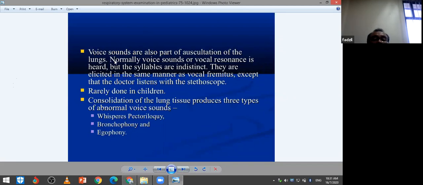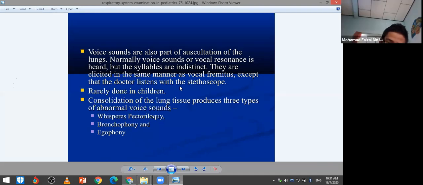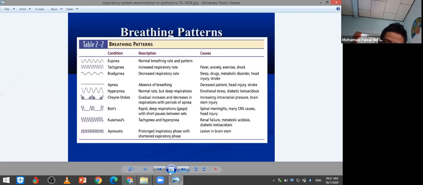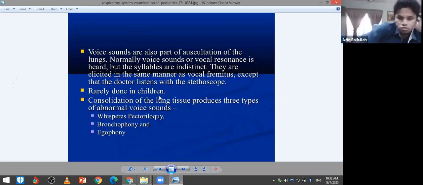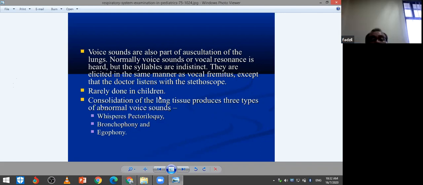Voice, then the calling, vocal resonance. Vocal resonance is rarely done in children because it's not easy for them. You ask them to say 99. But if you can do it in adults, bigger children is fine.